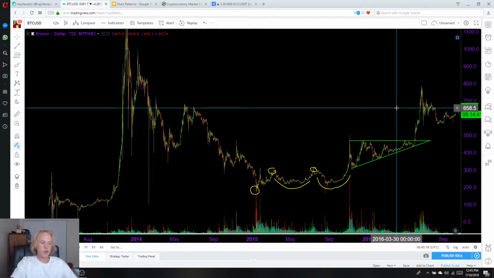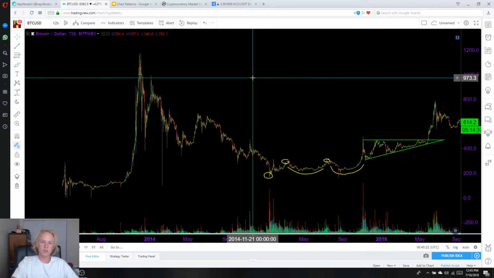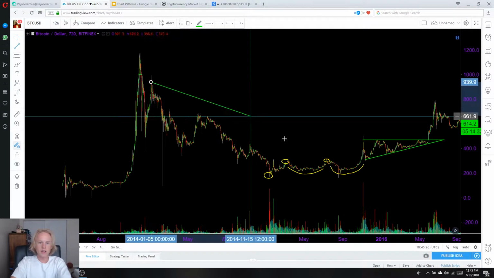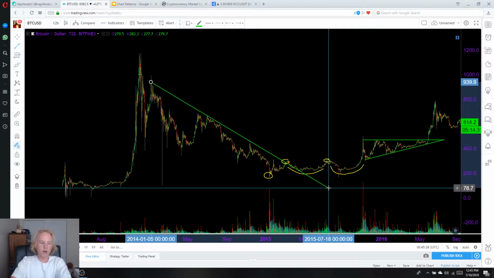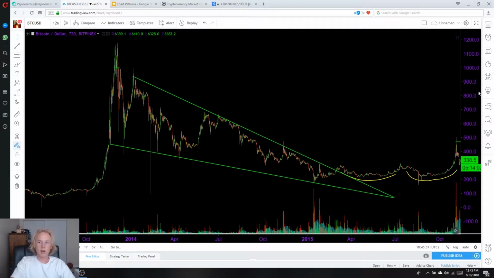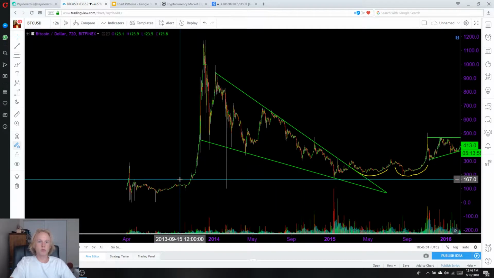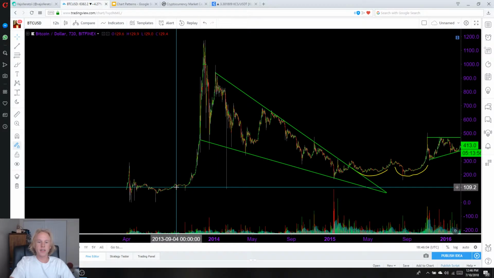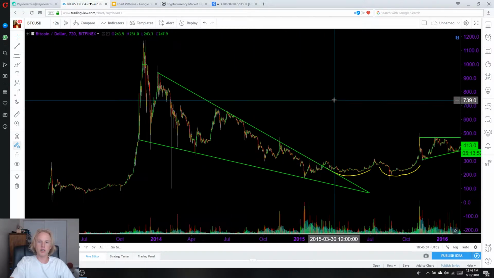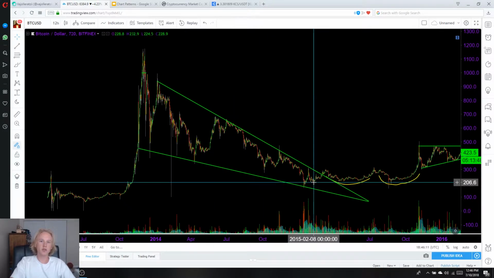Now, the continuation patterns we're going to look into are wedges and flags, along with some pennants. This is actually a good example of a falling wedge that happened inside of Bitcoin. In my examples chart that I had in the intro, that was an example of Bitcoin in a falling wedge. So these falling wedges show a reversal or a continuation.